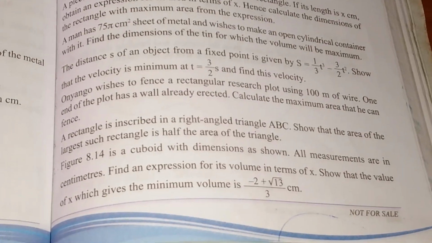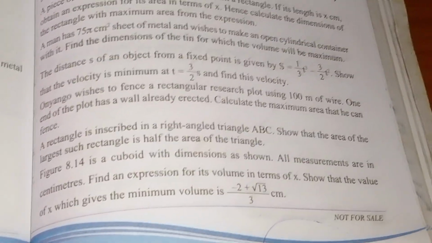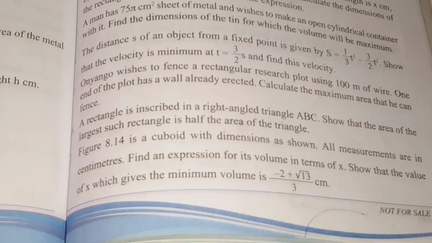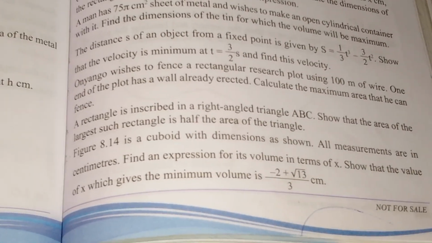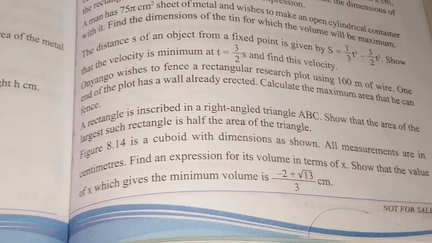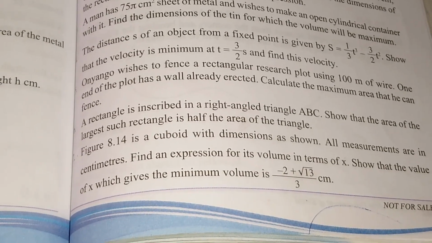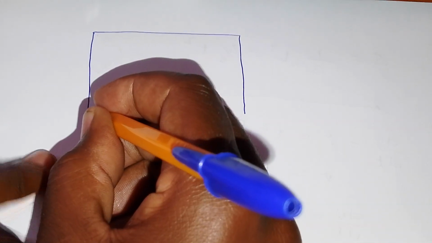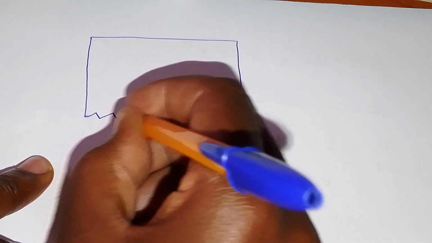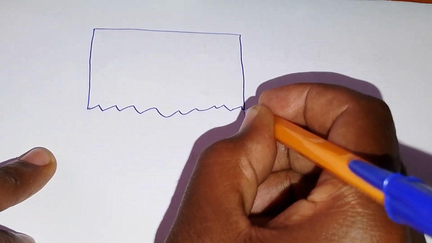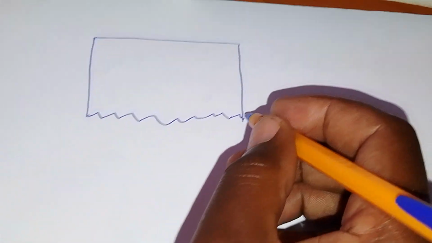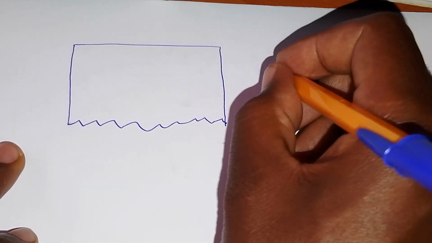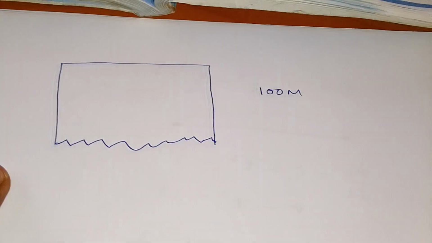Onyango wishes to fence a rectangular research plot using 100 meters of wire. One end of the plot has a wall already erected. Calculate the maximum area that he can fence. Okay, so again, as usual, I'm going to assume that we have this plot, but of course one side is already fenced, so I'm going to assume this side does not require fencing, but the piece of wire is 100 meters long.